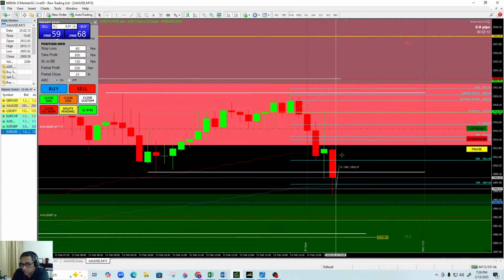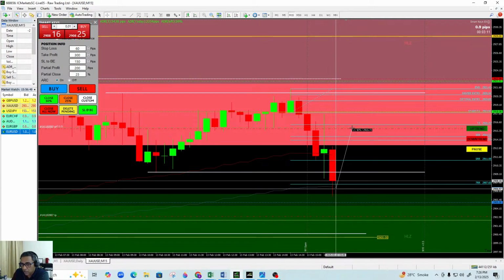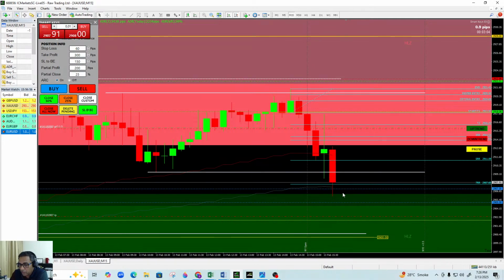That's where I took partial position. So that was about 85 pips, right? And now my final TP again is at a very logical area. It's at the liquidity candle, right? So this is the liquidity candle.